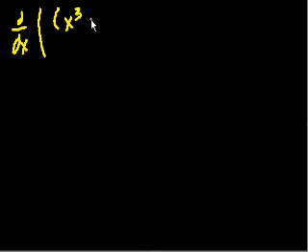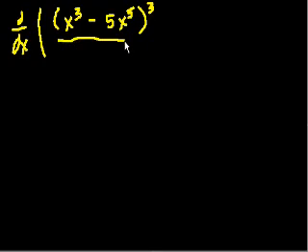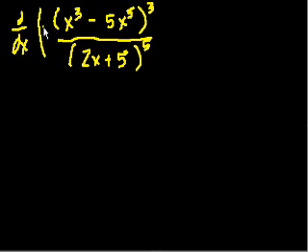Welcome back. Let's do some more derivative problems. Let's say I want to do the derivative d over dx of something that looks a little bit different: x to the third minus 5x to the fifth, all of that to the third power, over 2x plus 5 to the fifth power. This is a parentheses. This is just saying that I want to take the derivative of this entire expression.